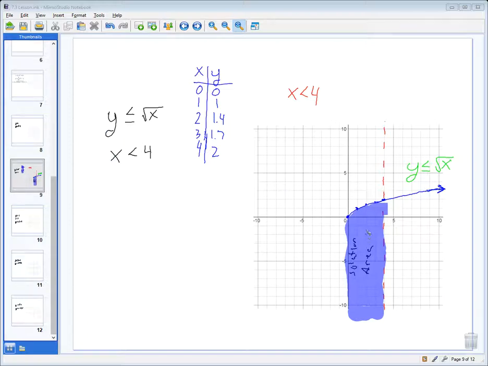So if I picked a point, say this point right here, of 2, -1, the x value of 2, if I square rooted 2, that would be bigger than -1. Or in other words, -1 is less than square root of 2. And also, if I plugged in 2 to this equation, 2 is less than 4, so it does satisfy both of these equations. It satisfies our system.